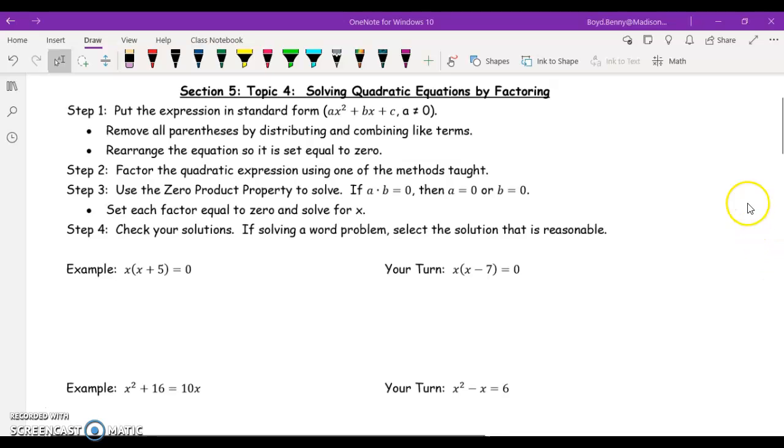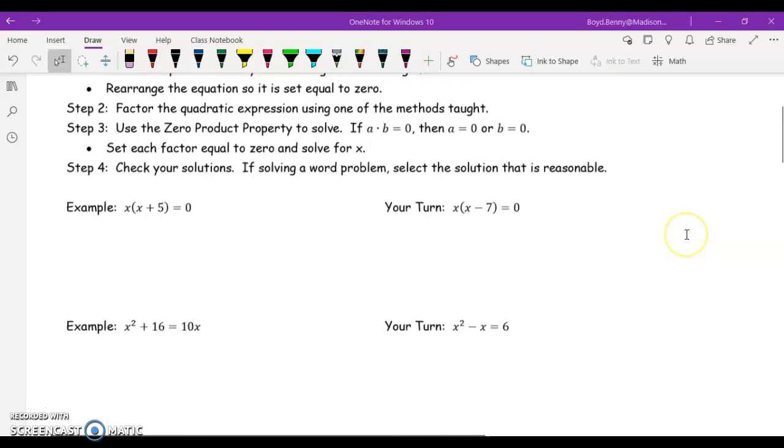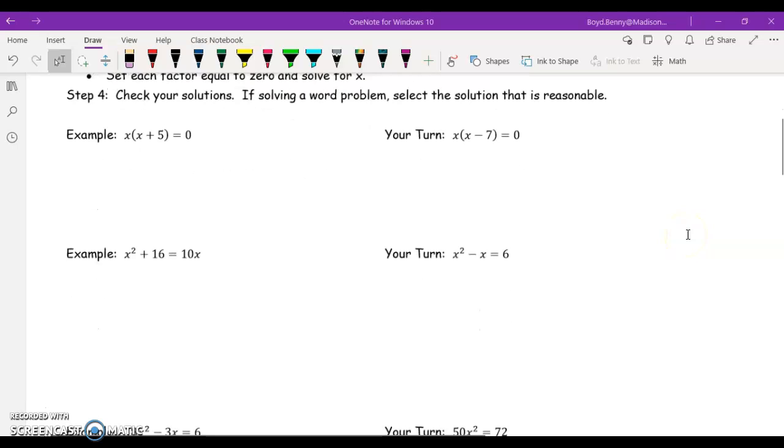I would recommend that you write these 4 steps into your notes and study those. And I'm going to go ahead and jump into the examples. I'm going to leave the your turns for you guys, but I'm going to do each of these examples that are on the left. Okay, so this looks like it's already in factored form, so I need to set each factor equal to 0 and solve.